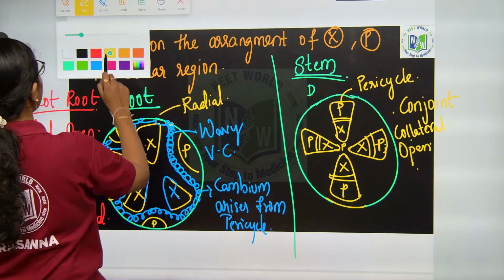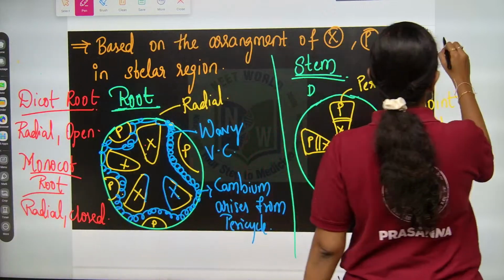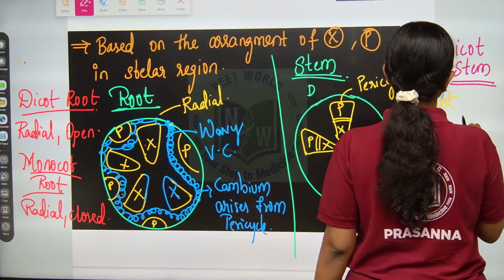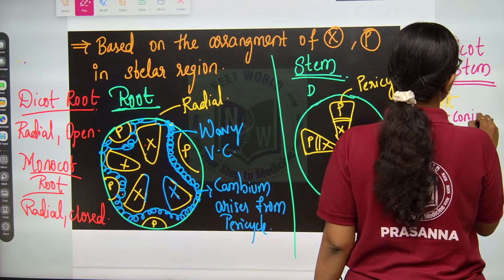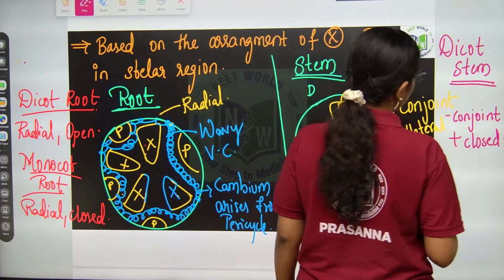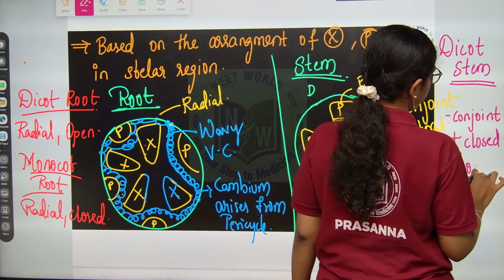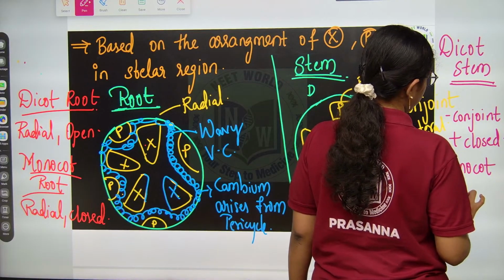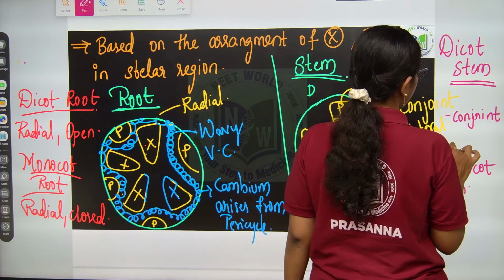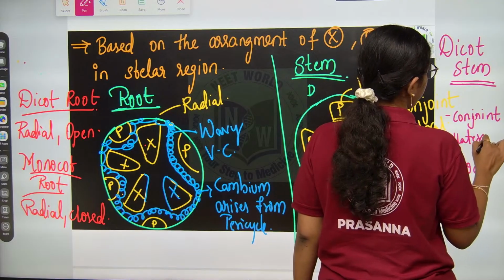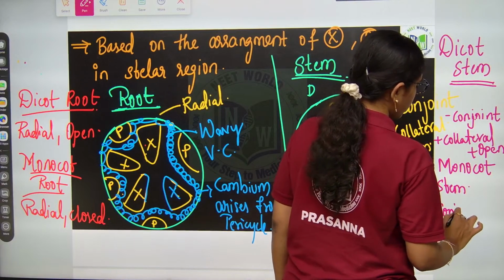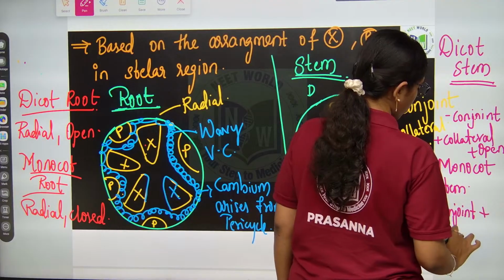So in dicot stem it is conjoint, collateral and open. In monocot stem it is what? Conjoint and closed.